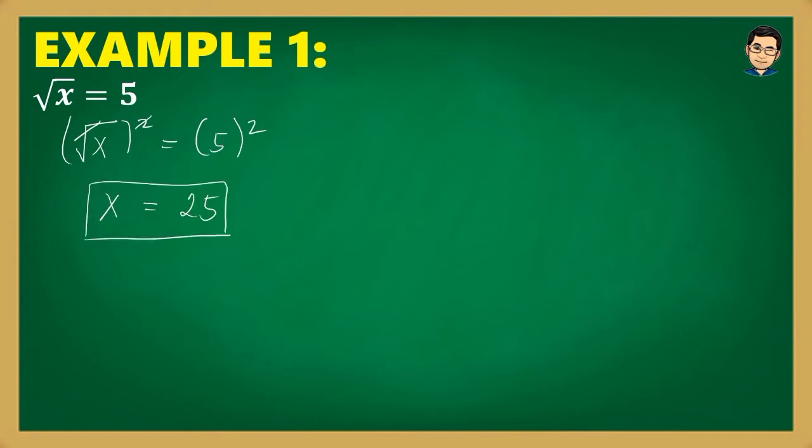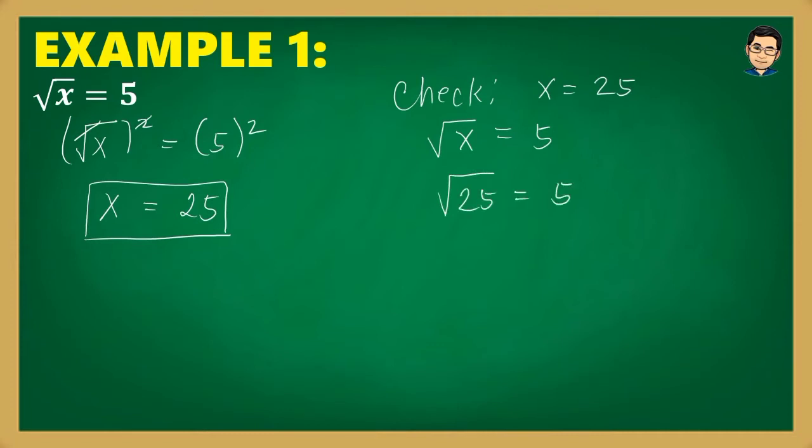Now, let's check. Square root of x is equal to 5, and we substitute the value of x, which is 25. Square root of 25 is 5, so 5 equals 5. This means the solution of our given equation is 25. So, x is equal to 25.